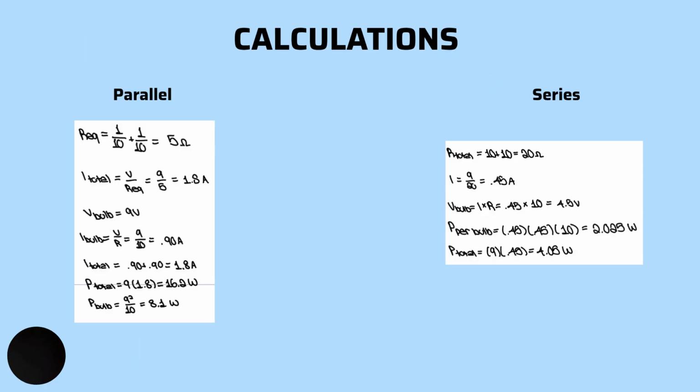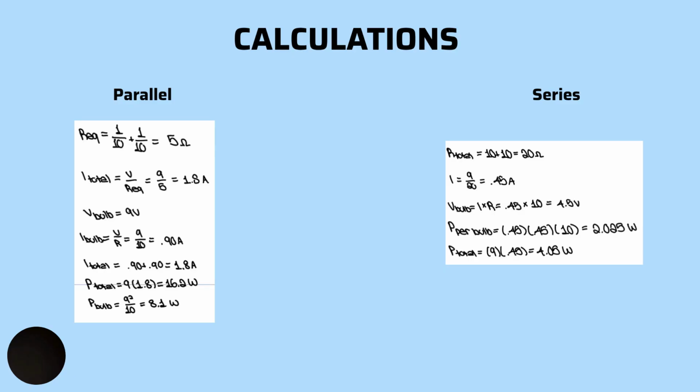For my calculations for parallel, I got an R_eq of 5 ohms and an I total of 1.8 amps. The voltage for the bulb was 9 volts. The current for one bulb is 0.90 amps, and the total current is 1.8 amps. Then I calculated power by multiplying the volts by the total current, which gave 16.2 watts for the total power, and the power through each bulb is 8.1.